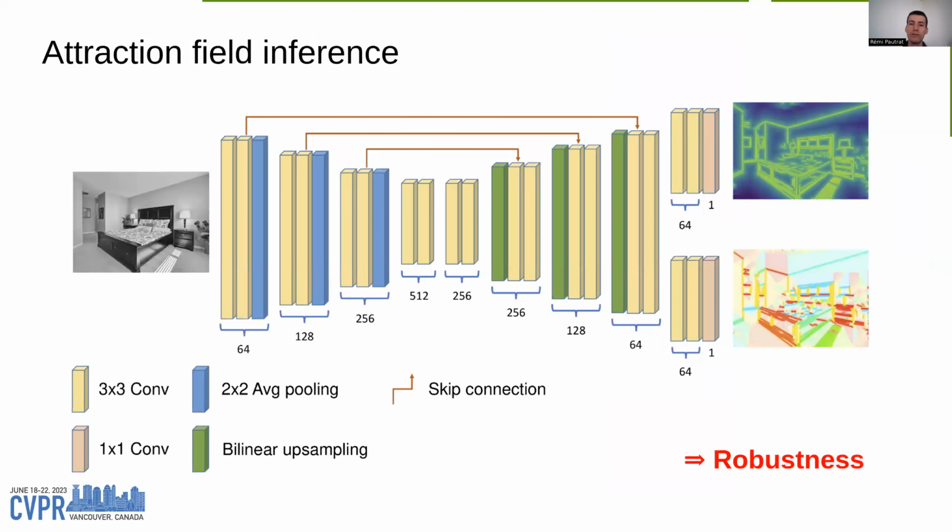The network is simple. It's a U-Net-like network, which takes a single image as input and outputs the distance and the angle field. Thus, we can train it on multiple datasets and conditions to obtain the required robustness.